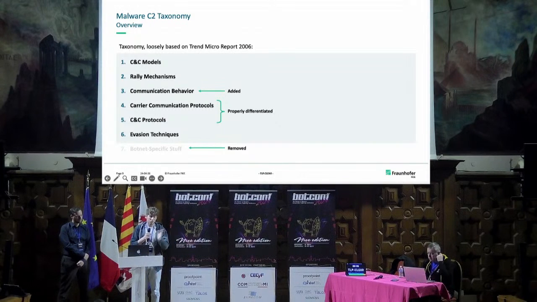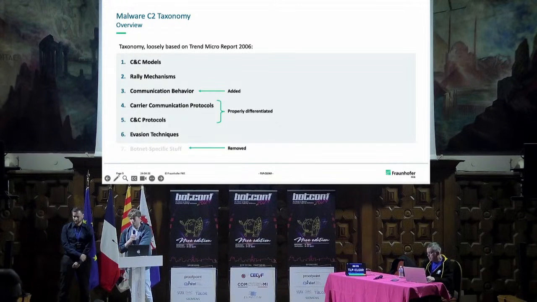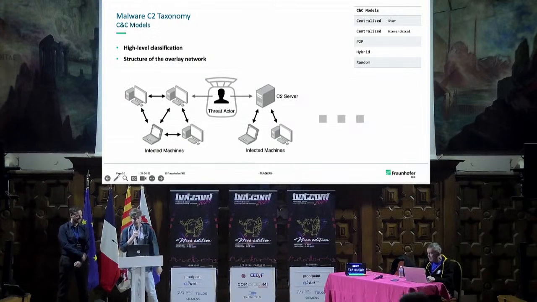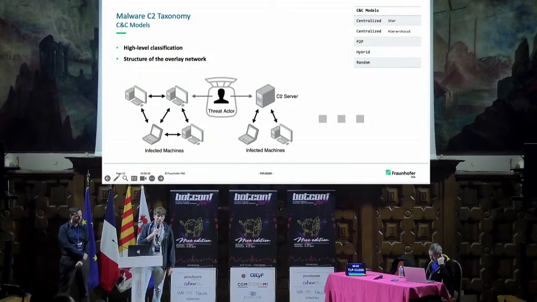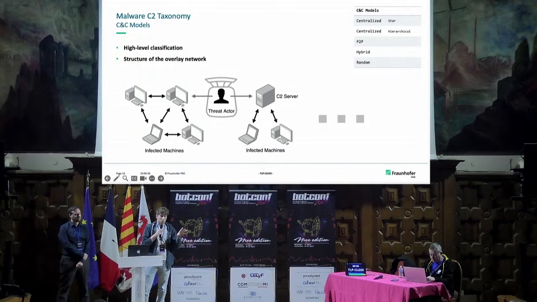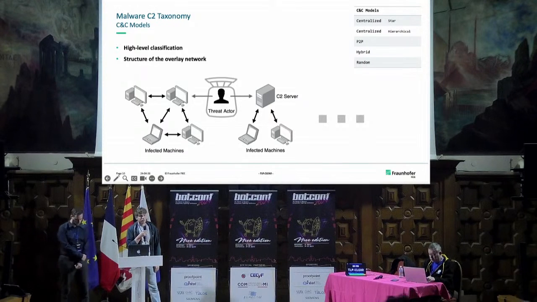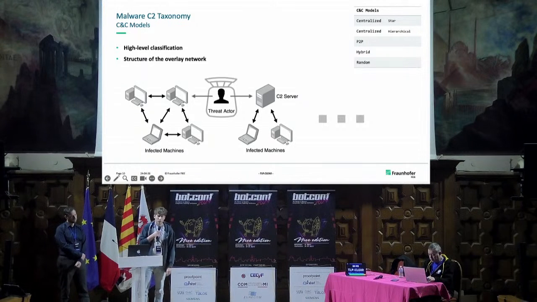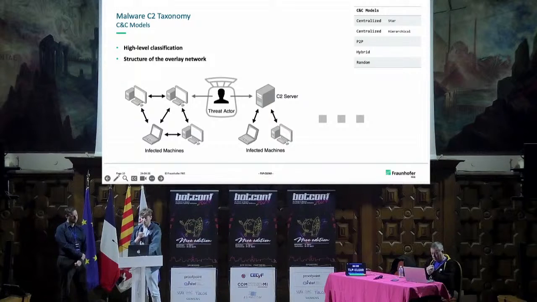So let's get through each of those sections and see what you'd like to cover with it. Yeah, so let's start with the C2 models. C2 models are the high-level classification of the structure of the overlay network. If you're thinking takedowns, if you're dealing with instances of infected machines, it's really helpful to know the high-level network structure. For instance, if dealing with a peer-to-peer network, you may be dealing with bots and not servers. On the top right, you can see the categories we differentiate, which are centralized, peer-to-peer, hybrid, and random. Yes, I know, random, but because random is also included in other taxonomies, we decided to keep it and include it.